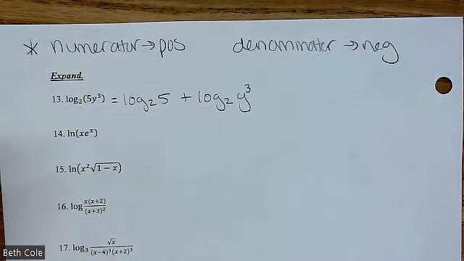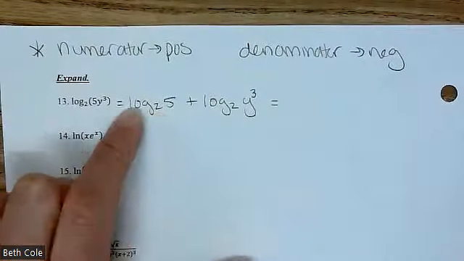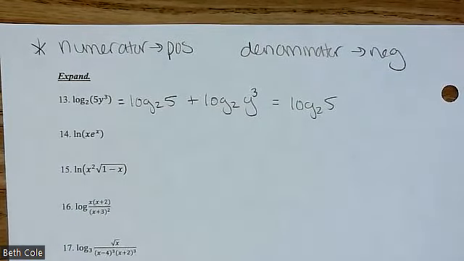Now there's going to be one more step. There's nothing you can do with this first one. This log base 2 of 5. Nothing I can do to that. What that means is 2 to what power gives you 5? Anybody? 2 to what exponent would give you 5?